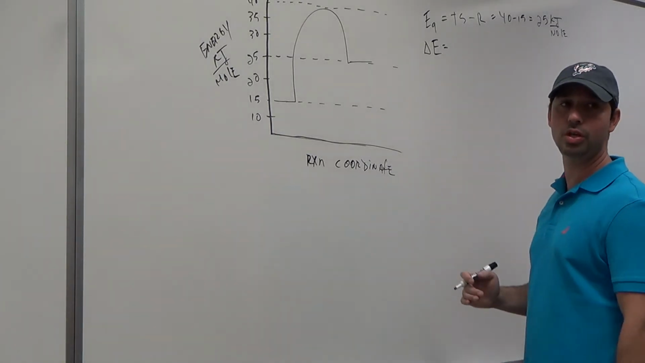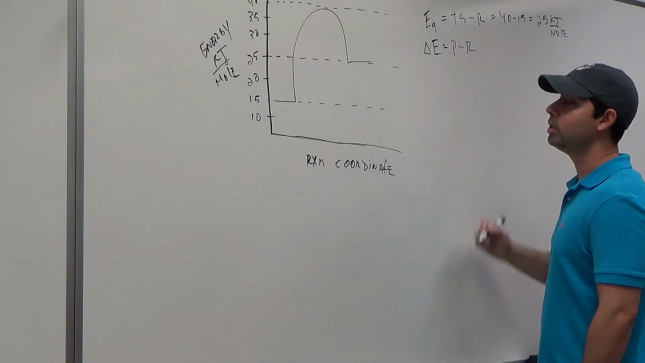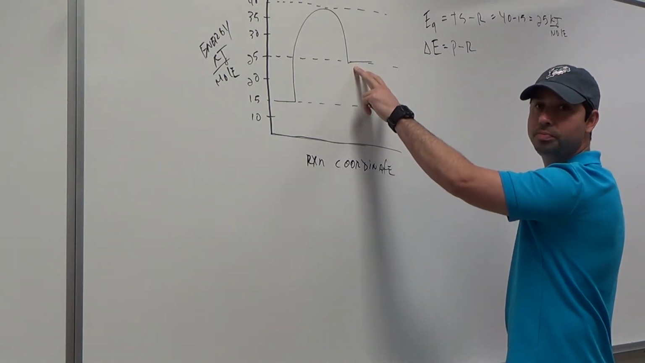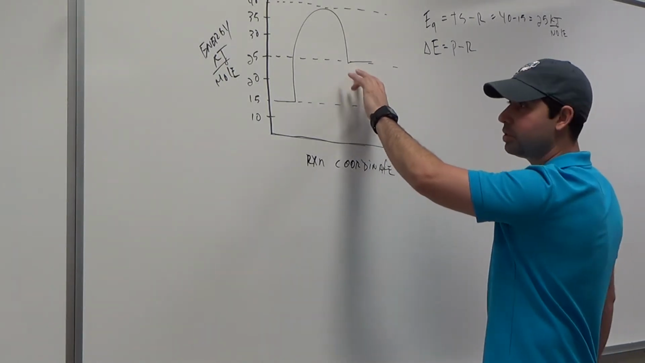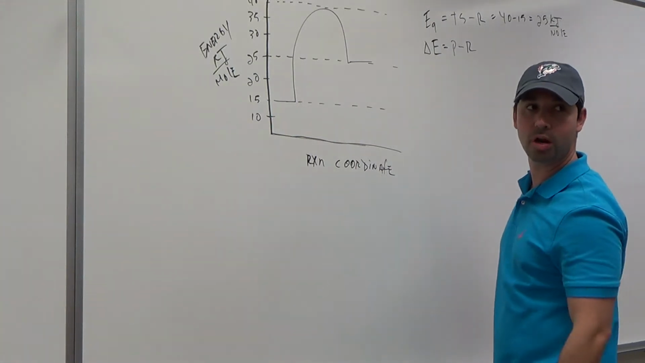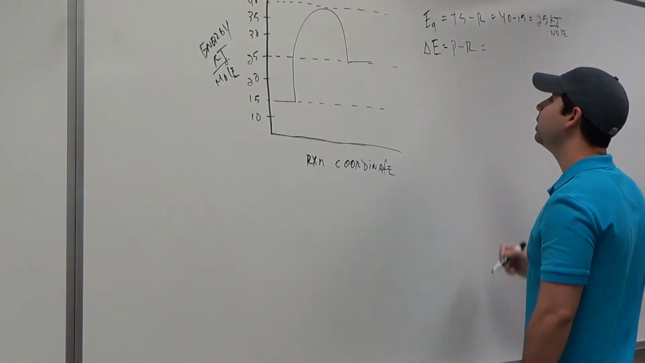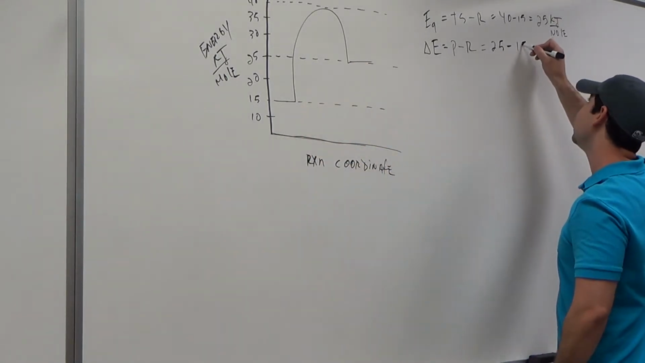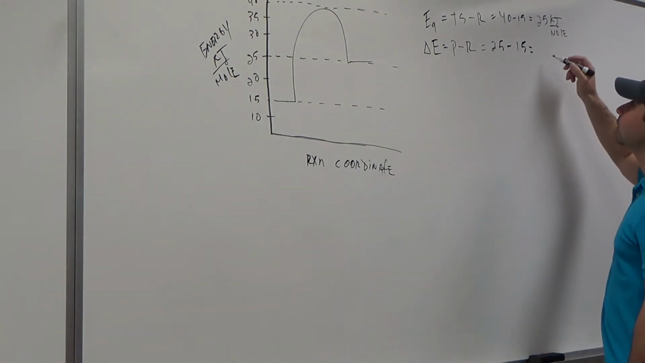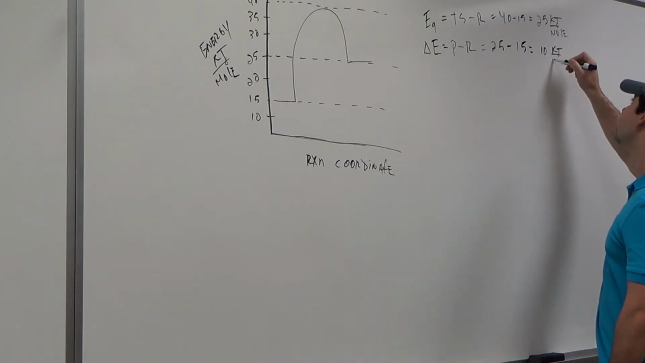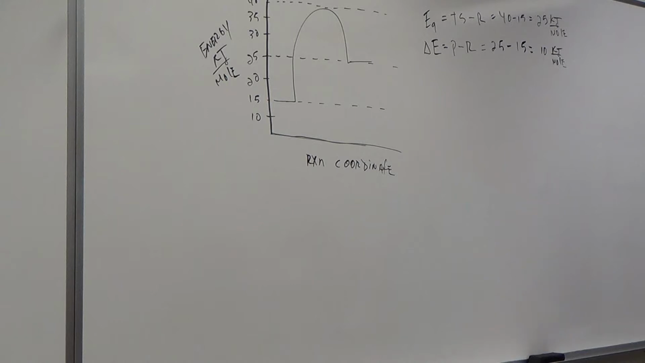And what's the change in energy here? Change in energy is products minus reactants. Is this a product, yes or no? How do you know? By convention, the ones on the left-hand side are reactants and the ones on the right-hand side are products. So products minus reactants: the product is 25 minus the reactants, which is 15. It's equal to 10. Very good.